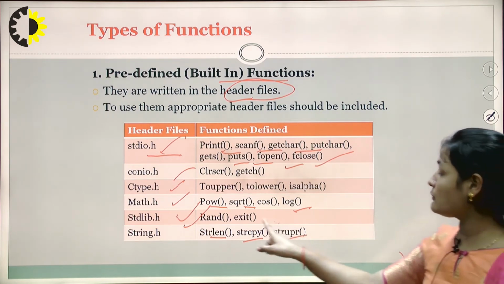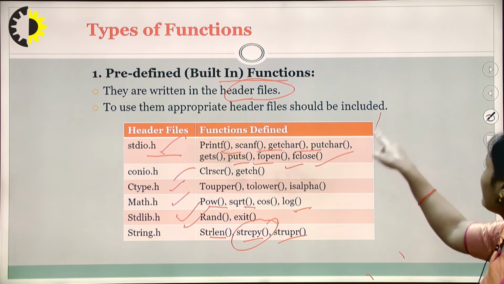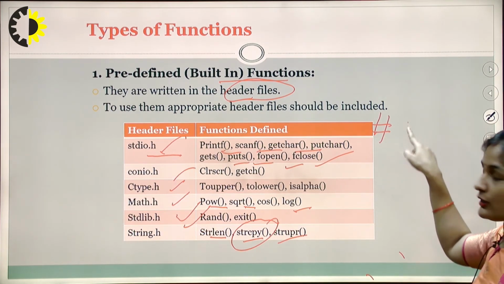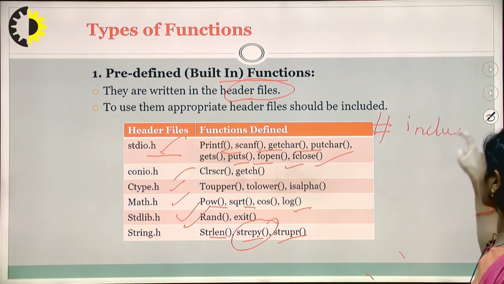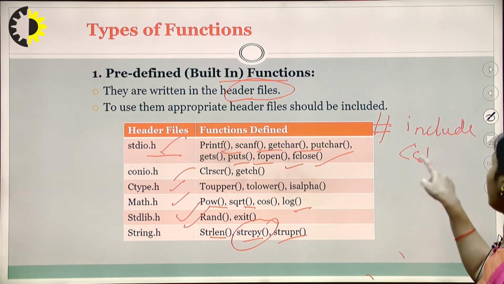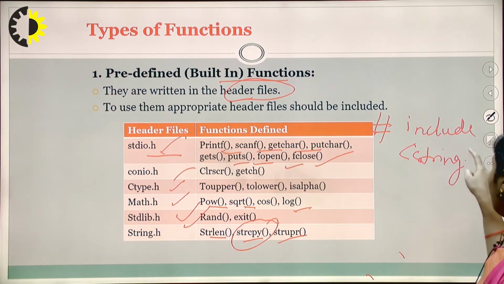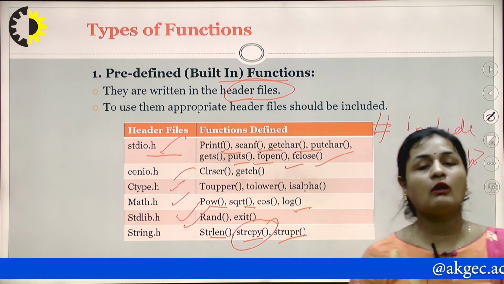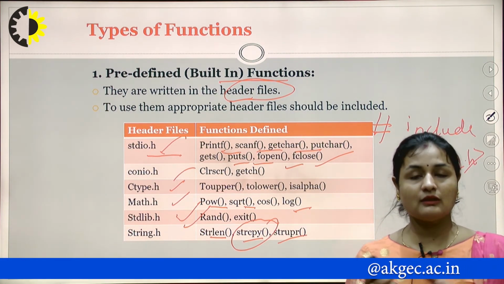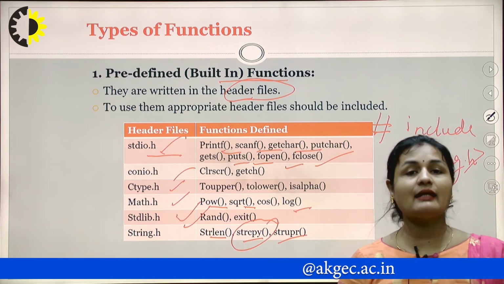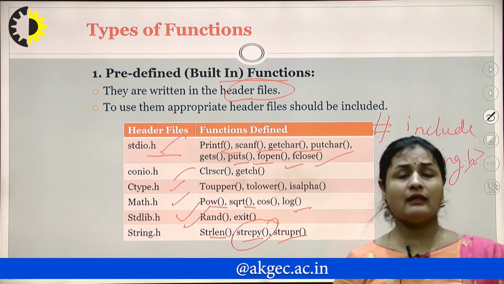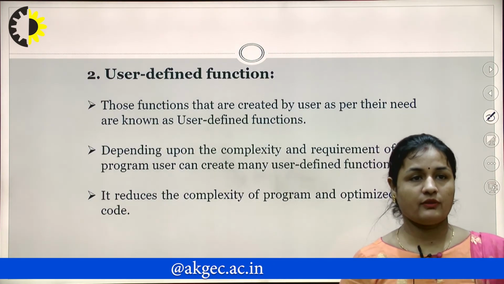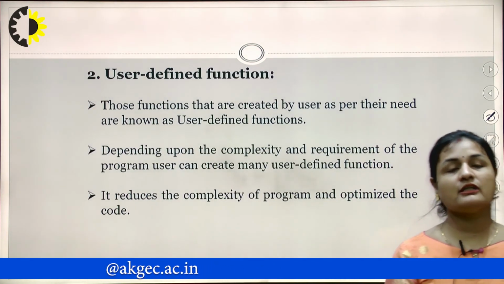When we want to use any one of these functions, then we must include the header file. Suppose we want to use the strcpy function, then we must include #include string.h header file, and after that we can use the string length or copy function. If we don't include this header file, then it will give an error when we compile or run any program.